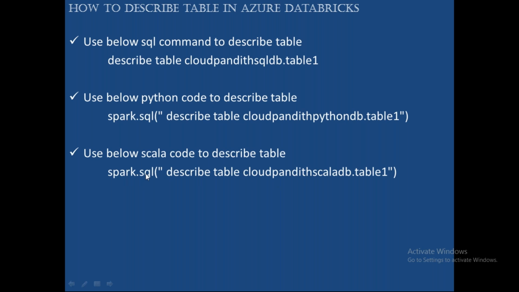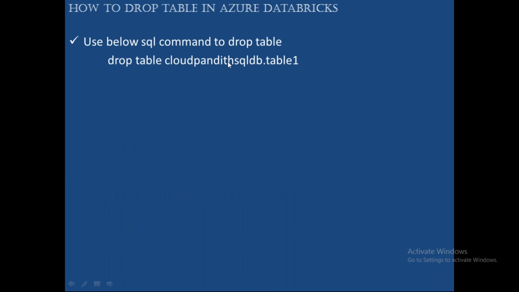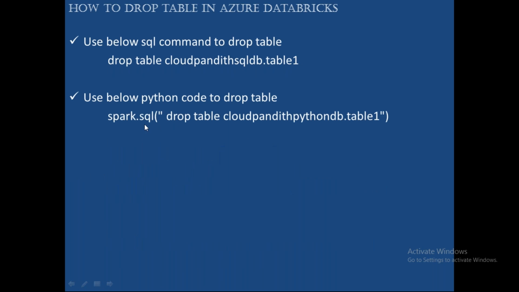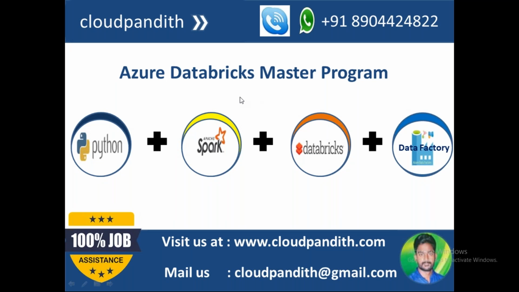We were discussing this from the beginning, right? So how to drop a table? So simple: drop table database.table. Same with spark.sql, drop table database.table. So the same query I am going to execute in different languages by using different ways. Here you are directly executing the query, here you are using spark.sql, here also you are using spark.sql. So that's all with respect to the slides. Let's go and do the practicals now.